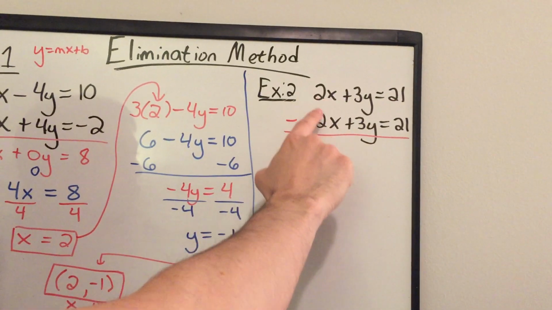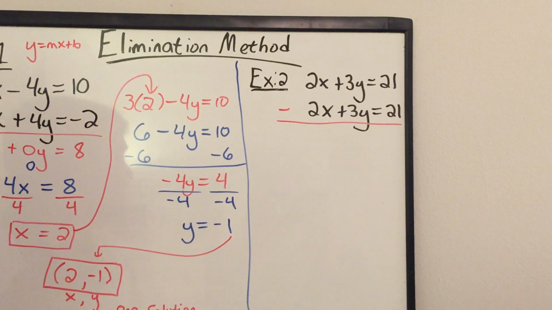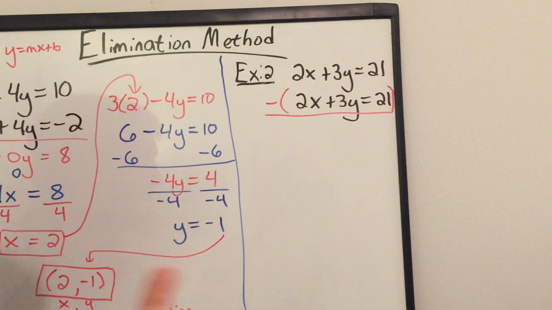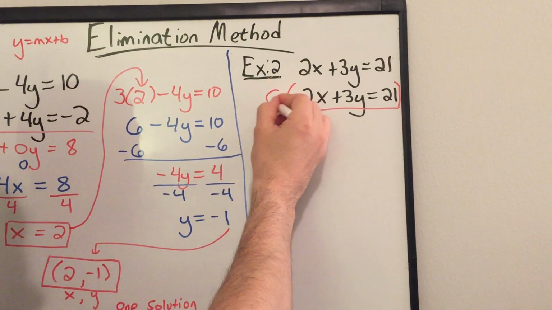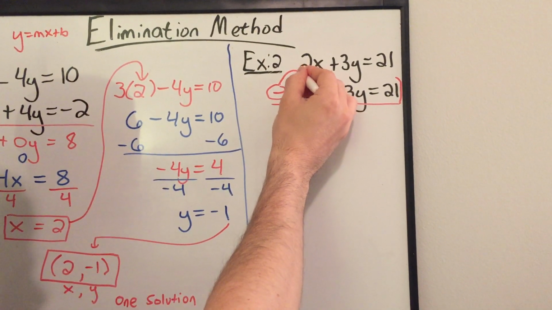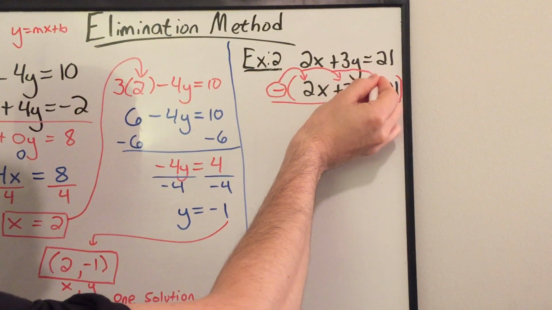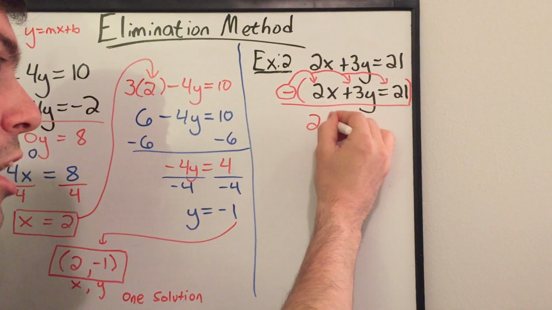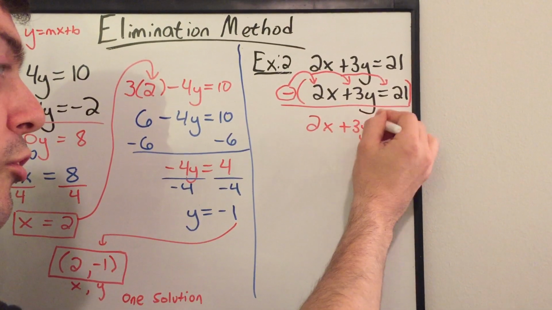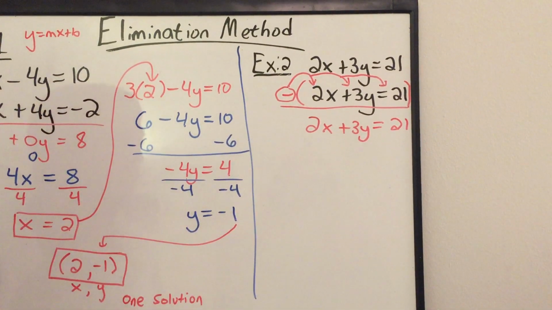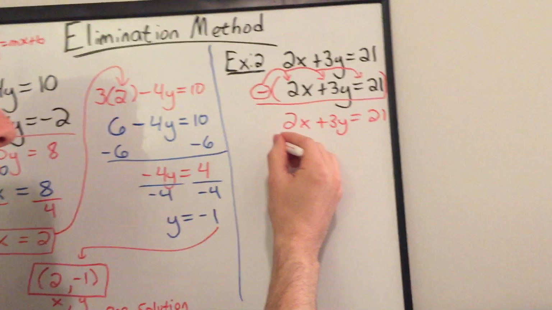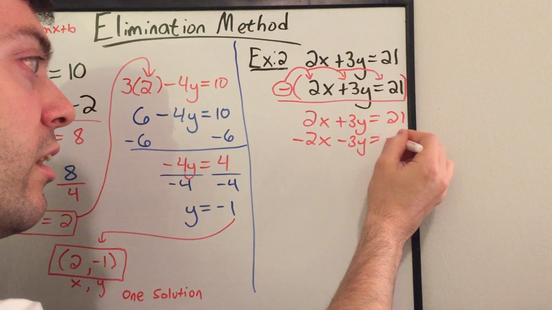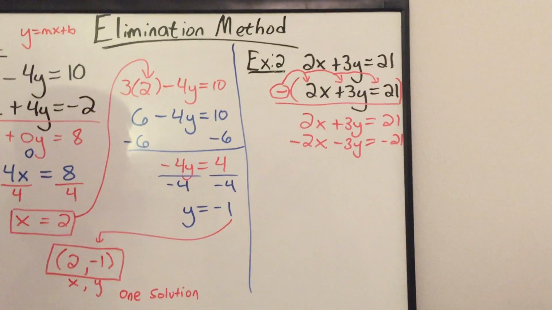And if I do that, 2 minus 2 would eliminate. That would actually give us 0. But when you subtract, here's the big kicker. This is the thing you've got to remember. You've got to take your negative and distribute it to all three terms. So let's rewrite this. I'm going to bring down my top equation, 2x plus 3y equals 21. Now the bottom equation is going to be negative 2x minus 3y minus 21 right there.